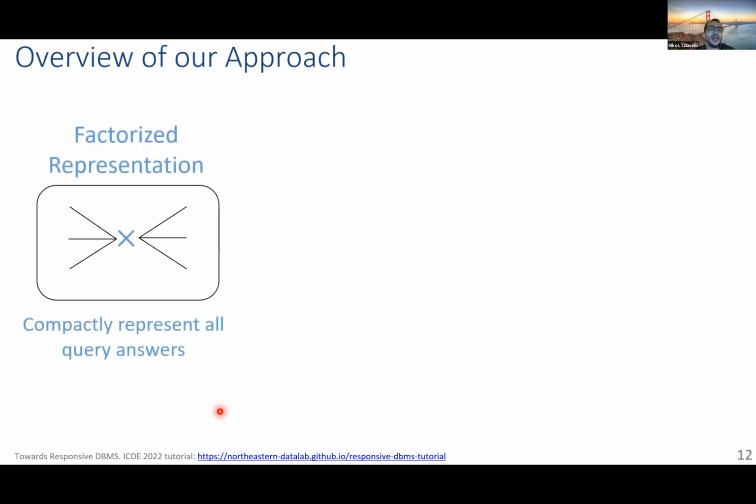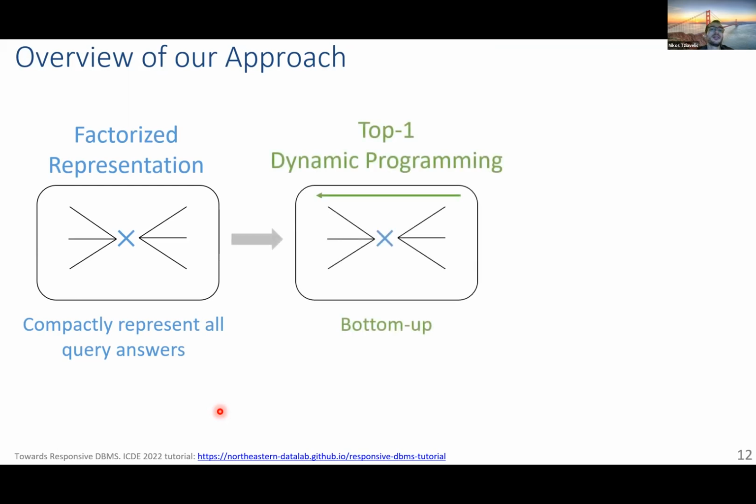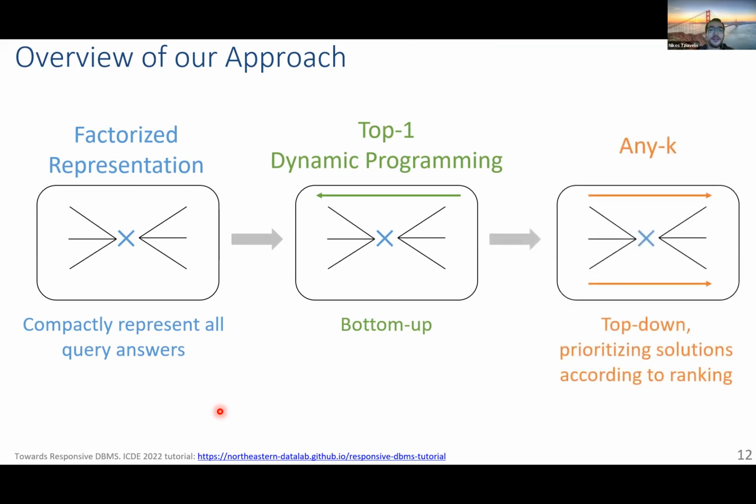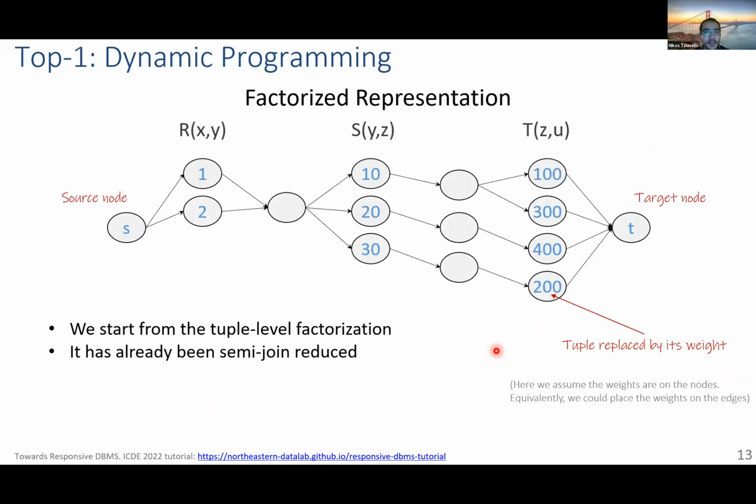That's what we want to do, and in order to achieve this, we start with the factorized representation that we talked about in the previous parts, and we apply dynamic programming on the factorized representation, as Wolfgang explained, and then we add this Anyk functionality on top of it. So after going bottom up with dynamic programming, we go top down, prioritizing the results that are better according to the ranking function. So for the example that I showed you before, here's the factorized representation.